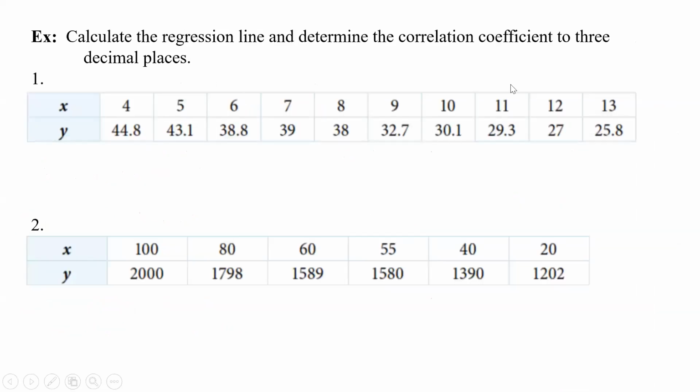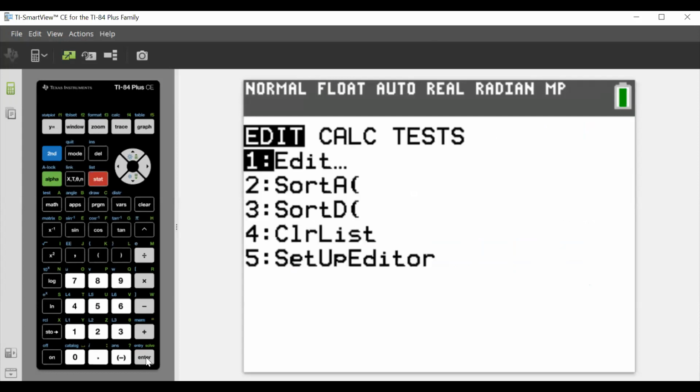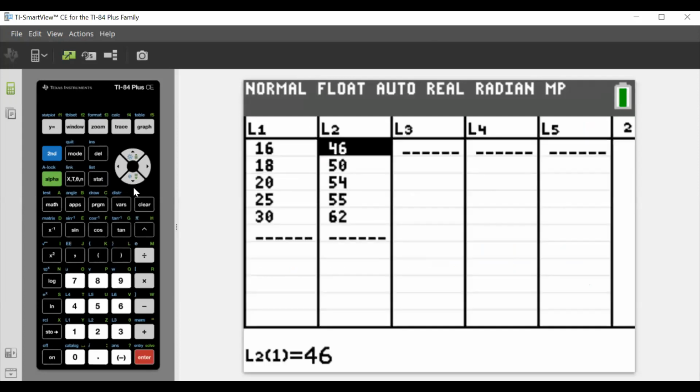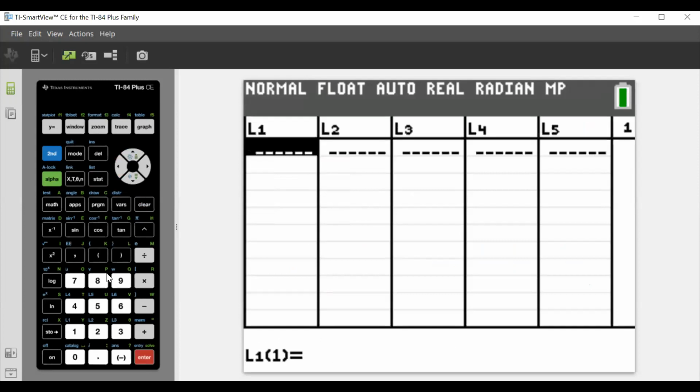All right, so now what we're going to do is plug in 2 sets of data, and what they want us to do is calculate the regression line and determine the correlation coefficient out to 3 decimal places. So now we're going to go back to our calculator, back to the stat mode. We're going to type in all our data and see what we get out. So edit. Now again, we have to go back up here. We're going to clear that, go over here, go up, clear that. And now we type in those 2 sets of data.